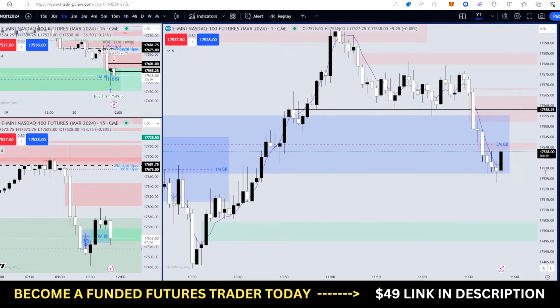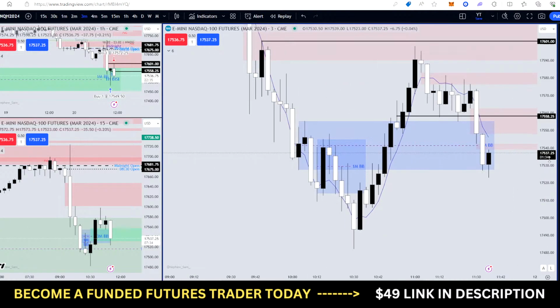It's a strong 1 minute candle. Let's see if it pushes through. In fact, let me get back up to the 3 minute just so we're looking at the same time frame.